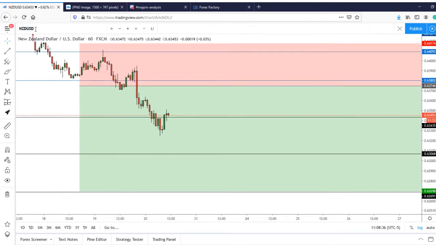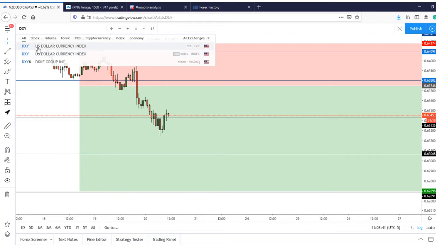Now let's look at the dollar index, because everything that I say is going to be based on how that acts.